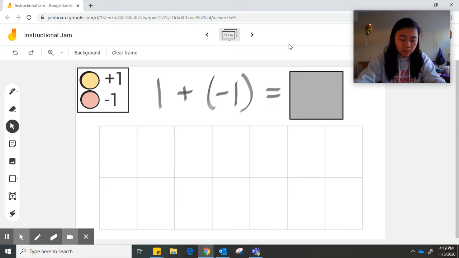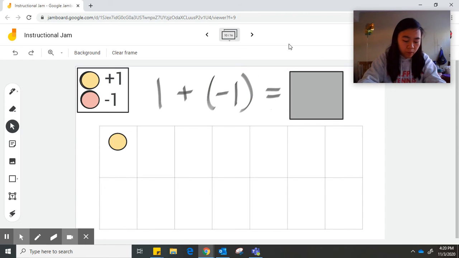Okay, so now this example, we're mixing our counters now. Let's see what happens. I'm going to model my first number, just a positive 1. So that's what that's going to look like. And then we are adding a negative 1. We're adding a negative counter.